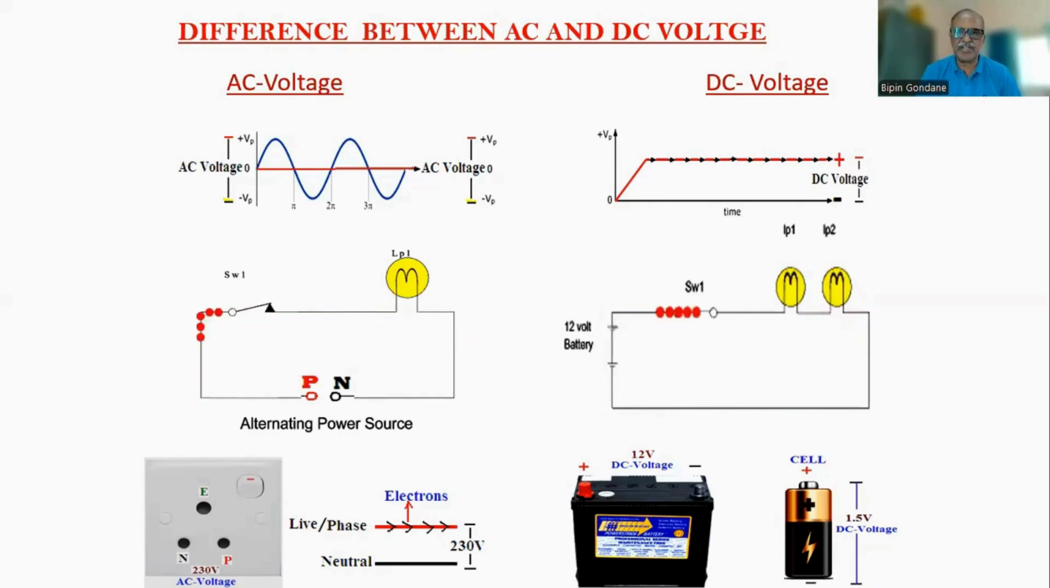The same thing you can see on the chart also, on the left-hand side and the right-hand side, the AC voltage chart and DC voltage chart. There is a straight line in DC, and in AC voltage, it is a sinusoidal wave, okay? That means it will flow from neutral to phase or phase to neutral. You can see in this picture.